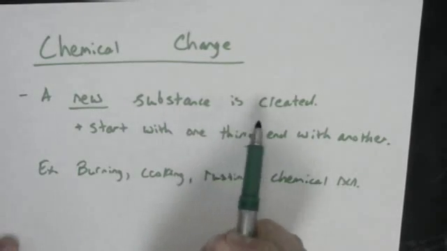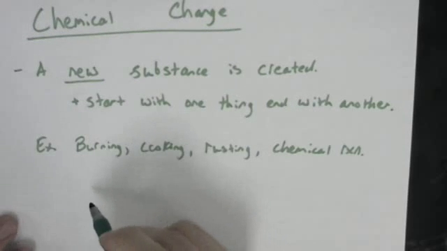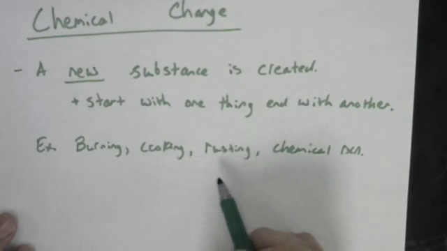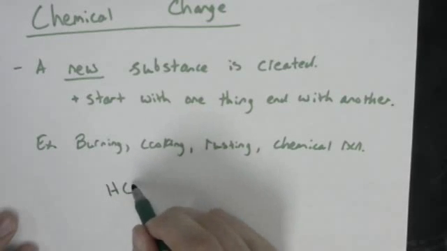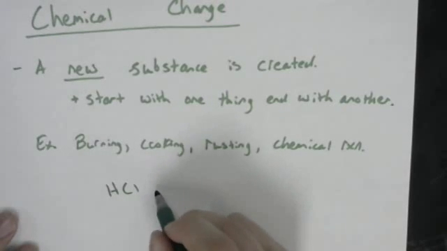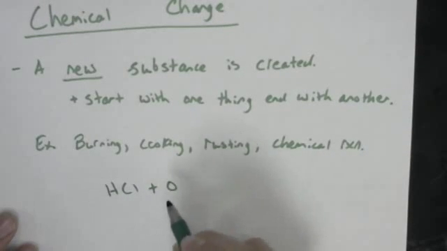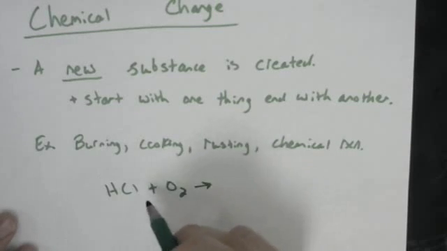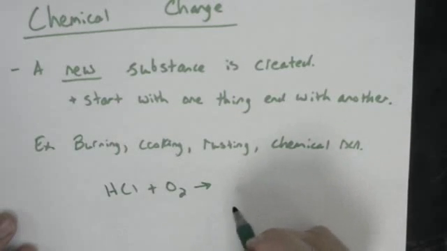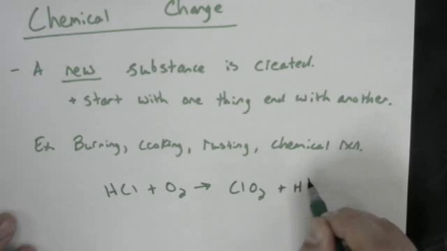And this means a new substance is being created. You start with one thing and you end with another. Burning, cooking, rusting, chemical reaction. Just say if we start out with HCl plus O. All right. And so oxygen is going to react with us, the diatomic molecule, so we have to put it there. And so oxygen is going to react with hydrochloric acid, and let's say that it yields Cl2 plus H plus. All right.